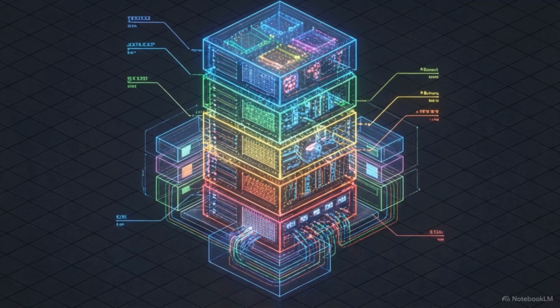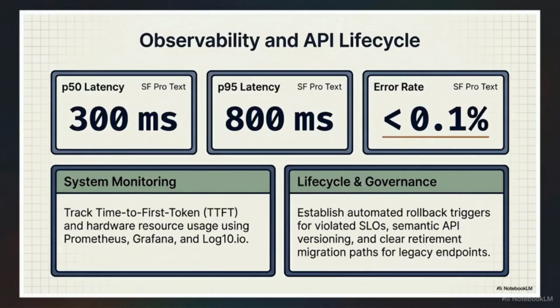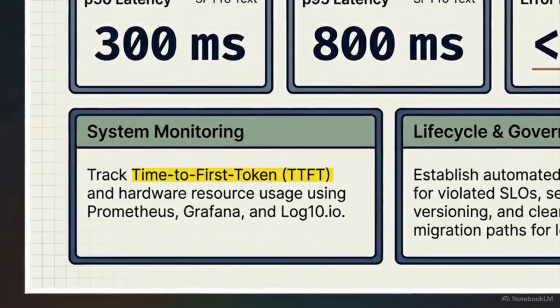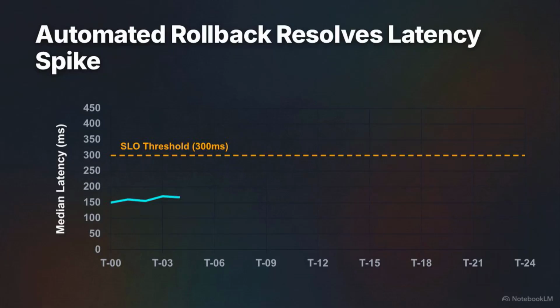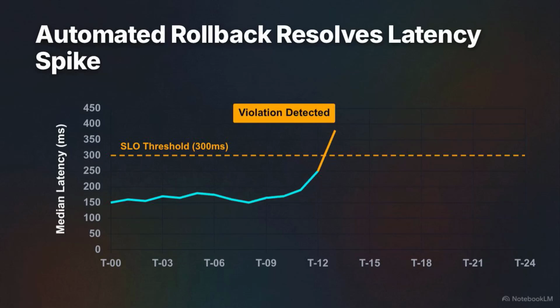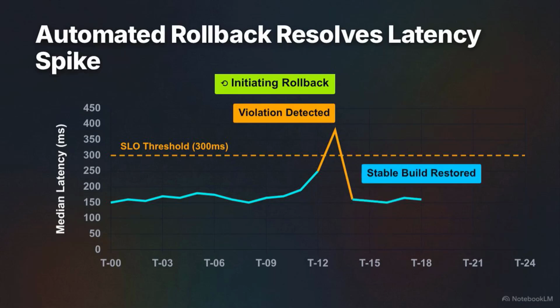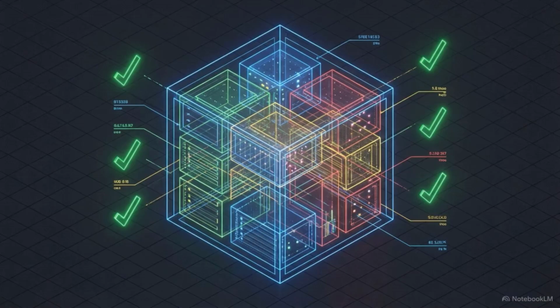Maintaining an optimized stack requires continuous observability to prevent silent failures. This dashboard displays active monitoring of latency and error rates. We track time to first token and hardware usage against SLOs, using Prometheus, which collects live metrics, and Grafana, which visualizes them. This observability allows for automated governance. If median latency exceeds established thresholds, the orchestration layer can automatically trigger a rollback to a stable system build. Granular monitoring transforms a volatile model into a predictable and manageable enterprise asset.